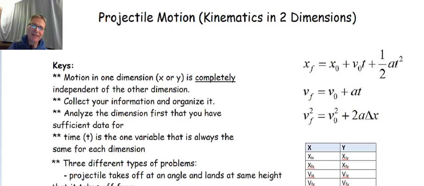So, keys. The motion in 1 dimension is completely independent of the other dimension. That's key number 1. Key number 2. I know I've mentioned this before when we do single dimension analysis.